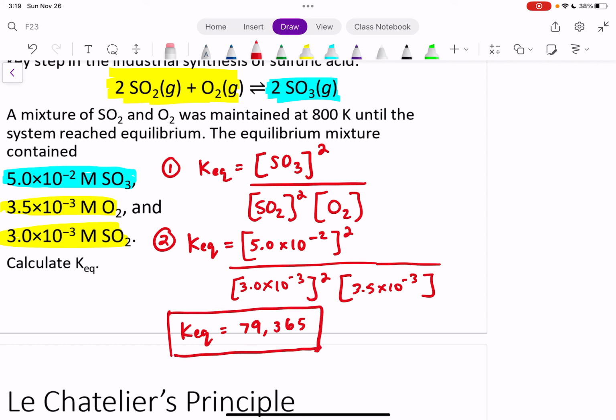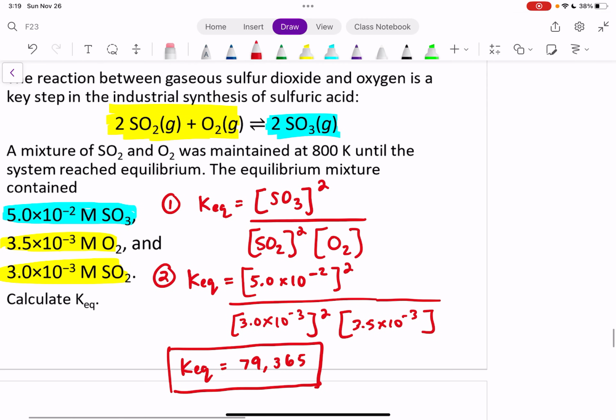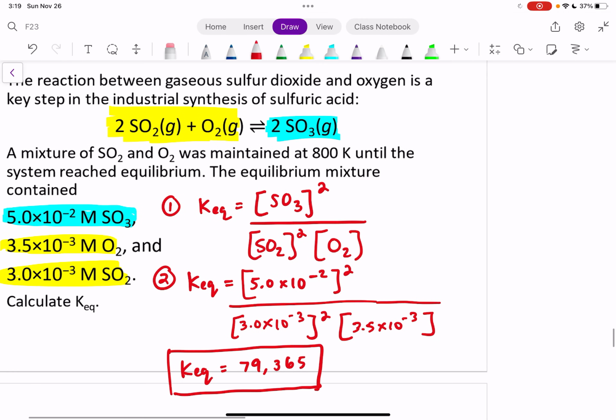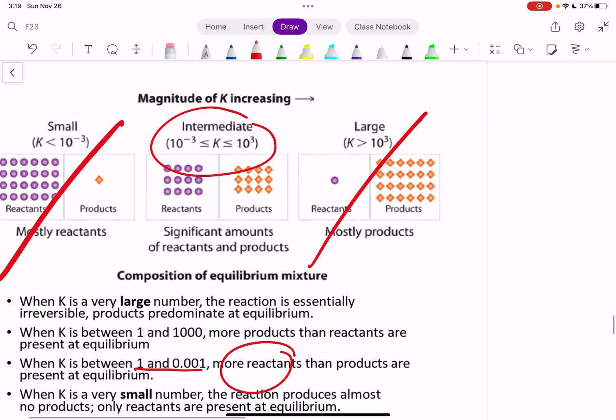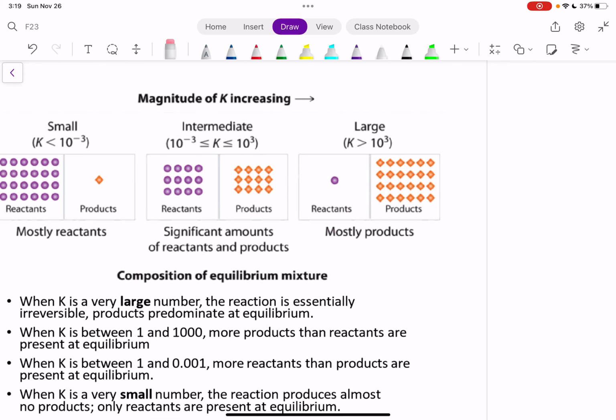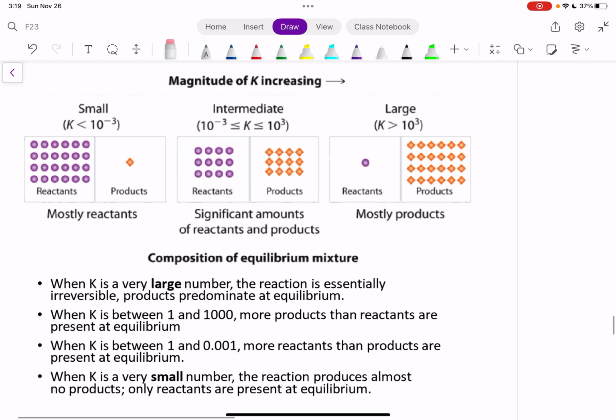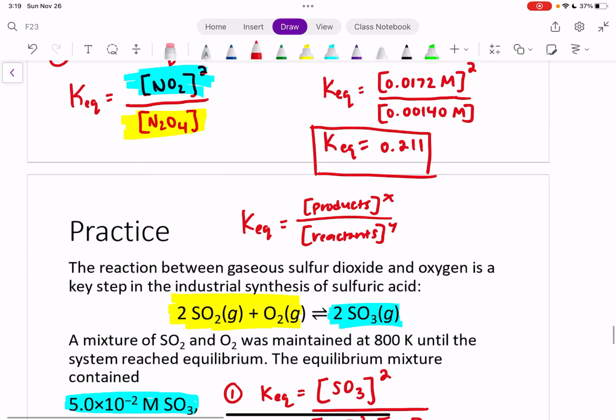Now that's a really, really large number. So right away I'm looking at that and I'm thinking, I'm going to bet that that favors mostly products at equilibrium, but let's just double check on our chart up here. Yeah, so 79,000 is a lot higher than 1,000. So this is definitely a large K value, which means we're only going to get products out at equilibrium.